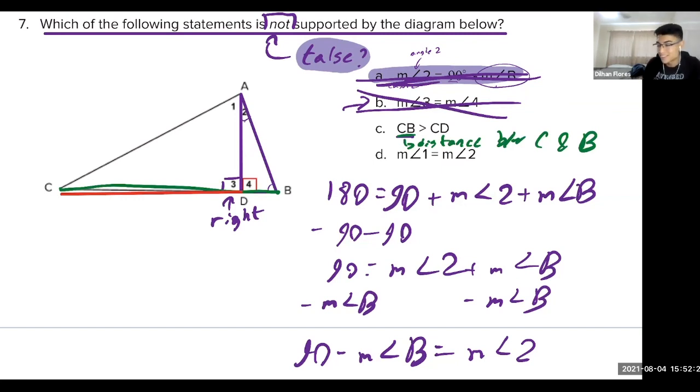Yeah. So is this statement true? Is CB greater than CD? Is the green line greater than the red line?